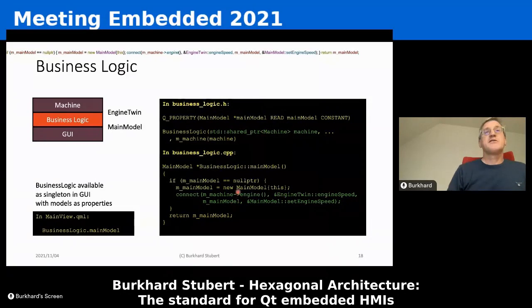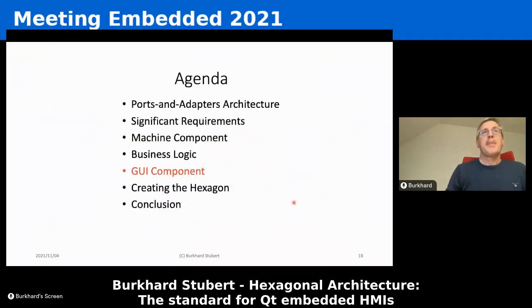And yeah, so it's always the same idea. You pass on information from one layer to the other layer, or from one object to the other object with signals and slots. It decouples enormously. GUI component.